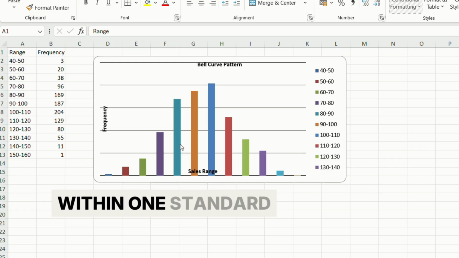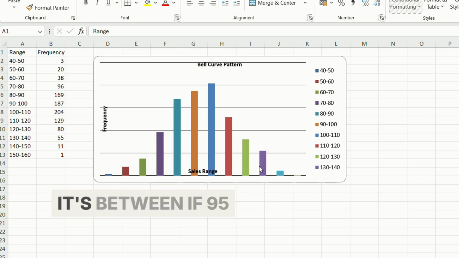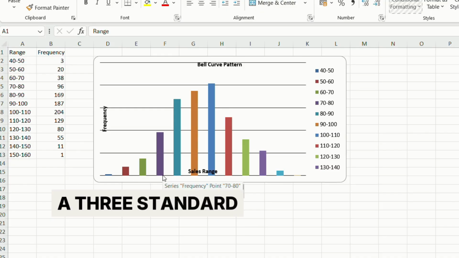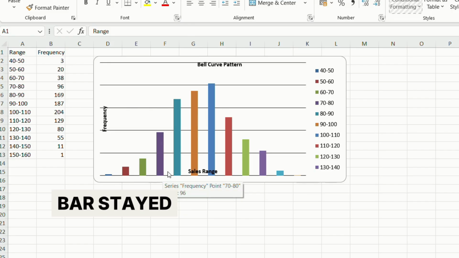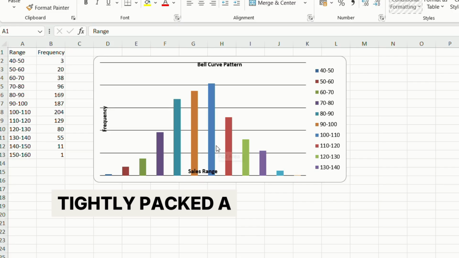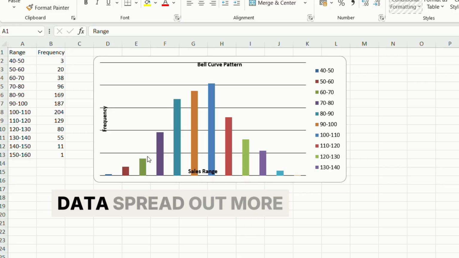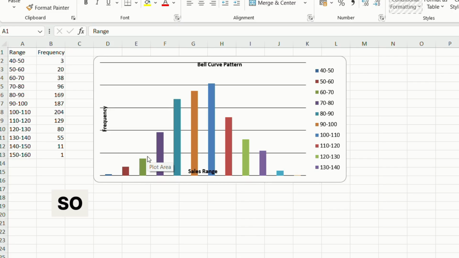The spread of the data is controlled by something called standard deviation. 68% within one standard deviation, 95% within two standard deviations, and 99.7% within three standard deviations. With a small standard deviation, the bars stay tightly packed. With a larger standard deviation, the data spreads out more.